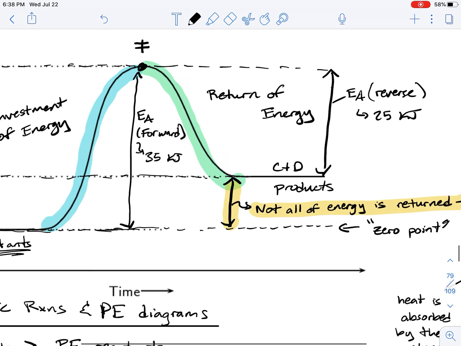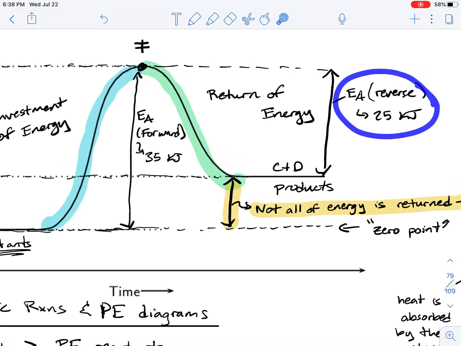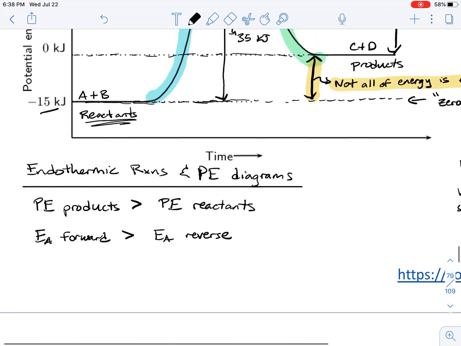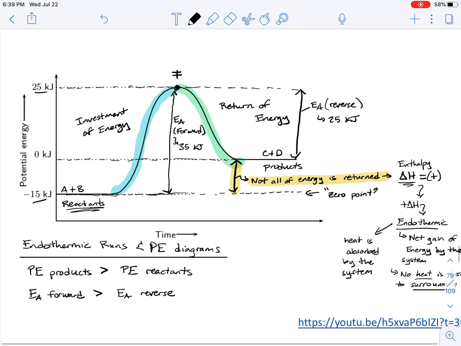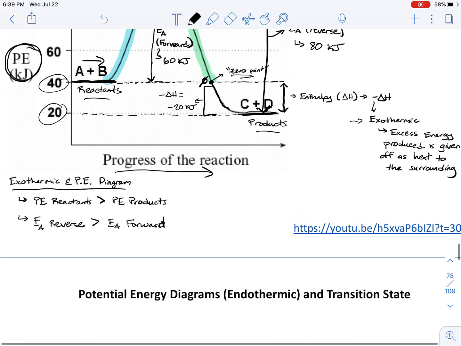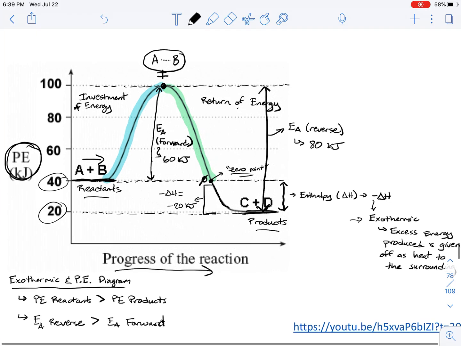Another way to characterize this is the height of the activation energy. Notice that the activation energy of the reverse is much smaller than the height of the activation energy in the forward direction. And so the activation energy of the forward direction is going to be greater than the activation energy in the reverse. Okay? And so these are some characteristics that describe a potential energy diagram for endothermic reactions. And remember that endothermic reactions have a positive sign for enthalpy, whereas exothermic reactions have a negative sign.